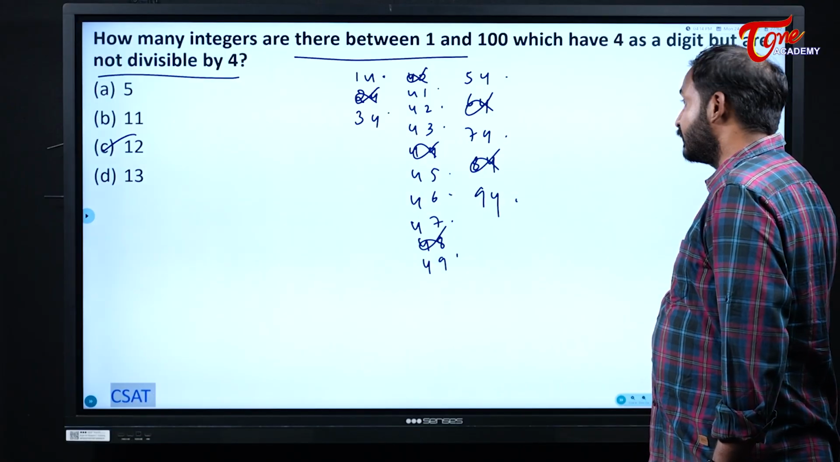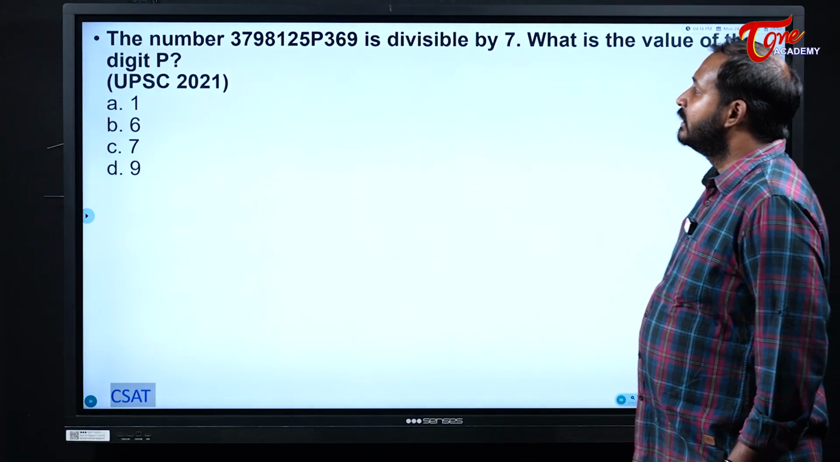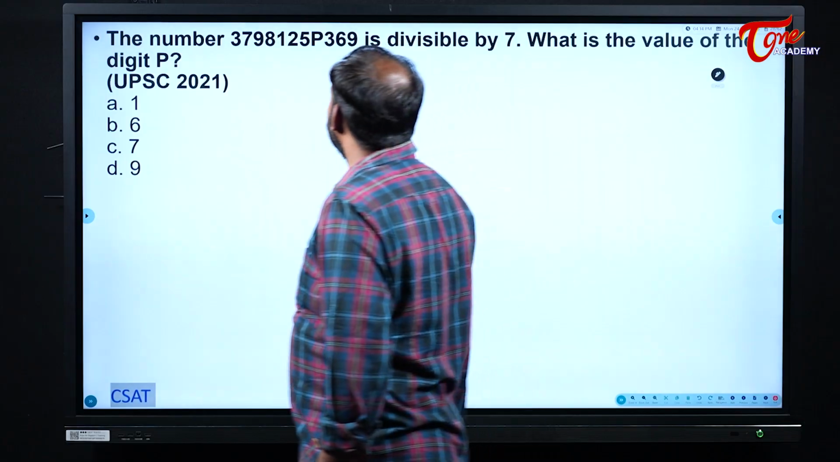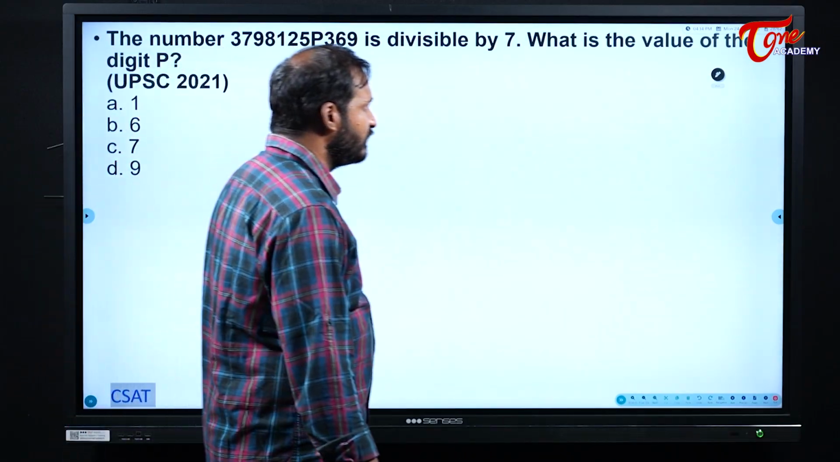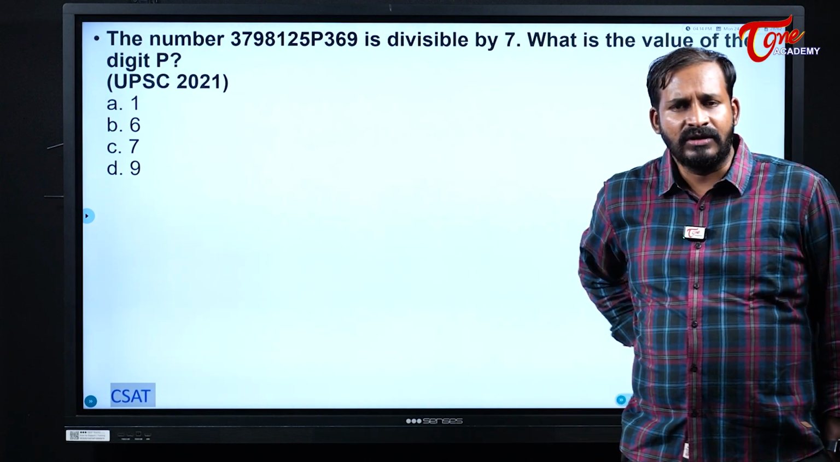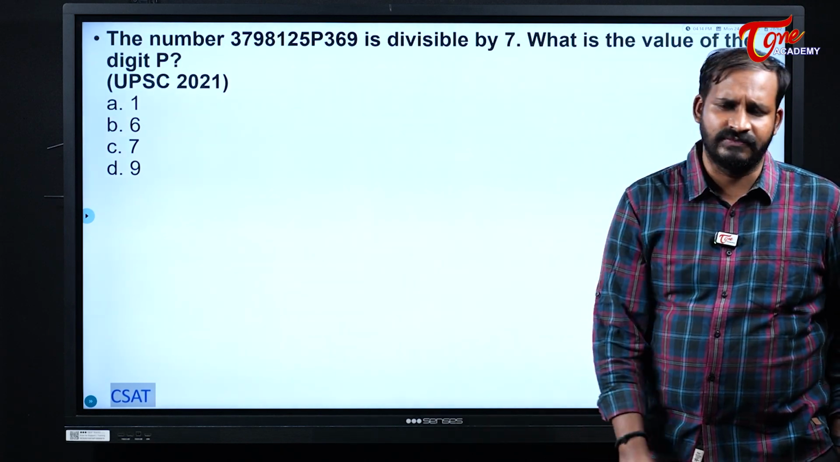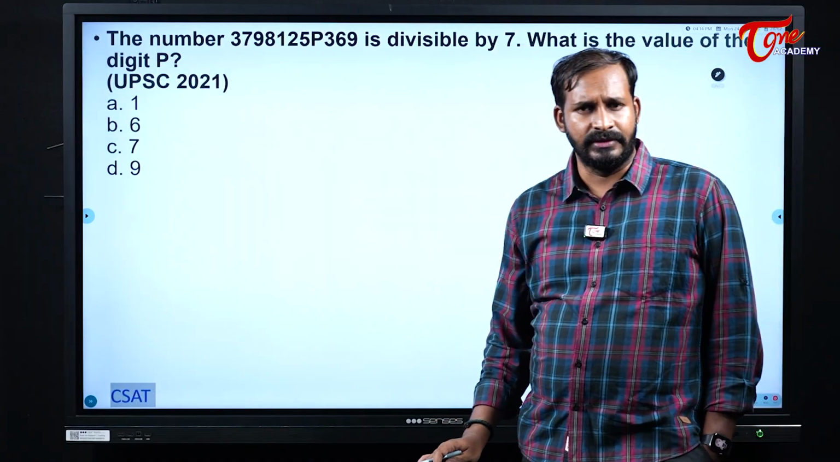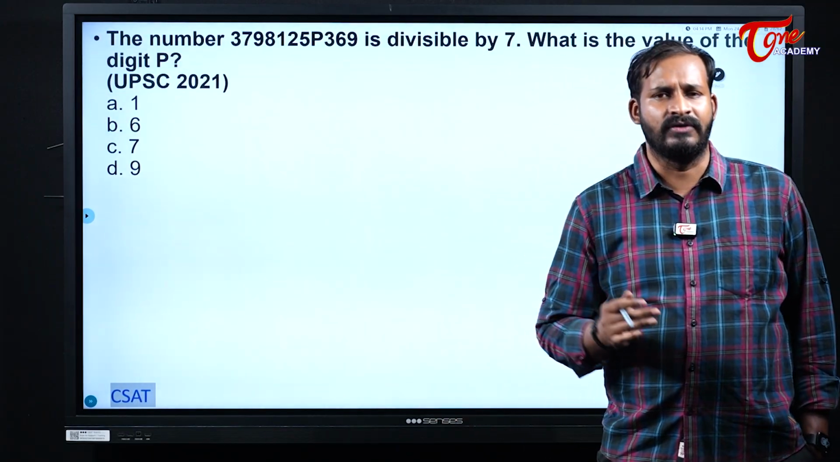Okay. Next one. The number 3798125P369 is divisible by 7. What is the value of P? See here, students. Most of the students will have one doubt: Sir, you didn't tell us the divisibility rule of 7. It is a waste of learning the divisibility rule of 7. Why? Because we very rarely use it.